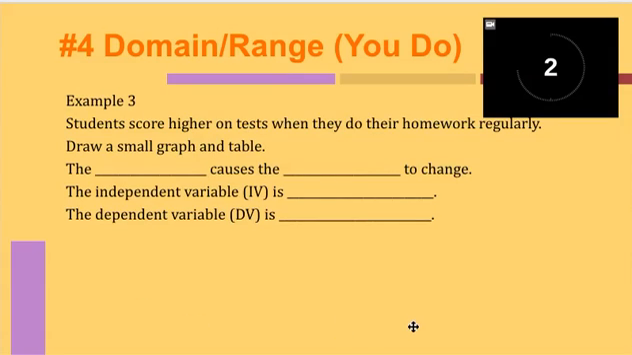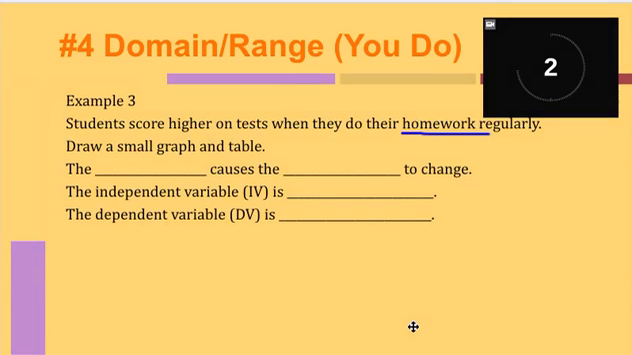Final example says, students score higher on tests when they do their homework regularly. Draw a small graph and table. Now I'm going to think to myself, do the test scores change on their own, or is there a cause to it? This statement is telling me that the homework is actually the cause, the thing that happens first, and that the test scores are the effect.